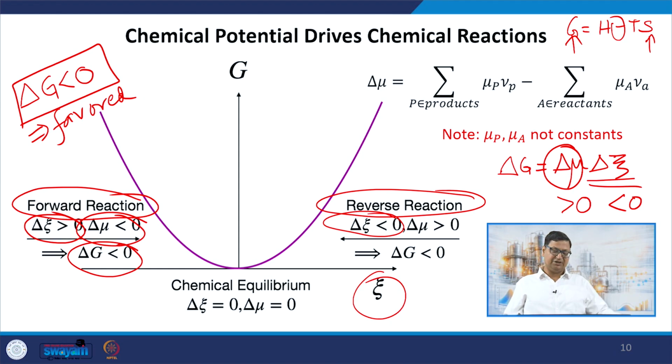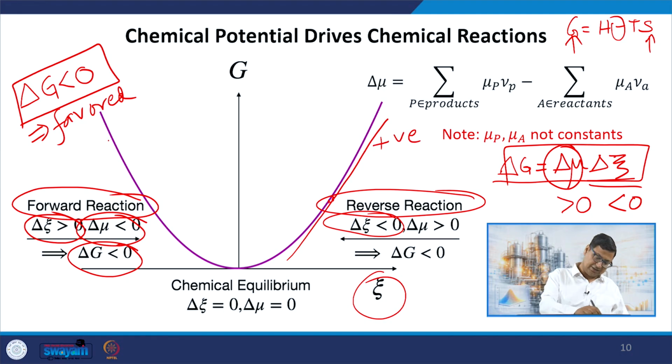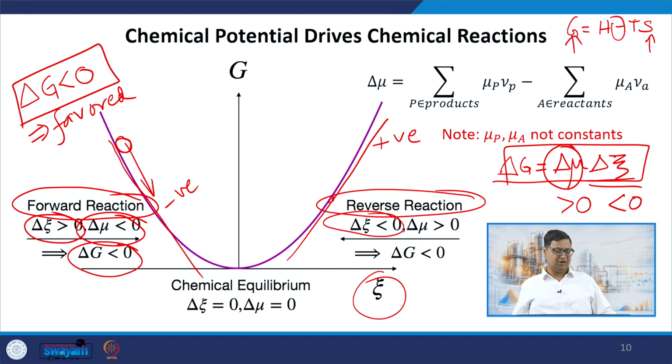Basically, in both these cases, you see that delta mu is referring to the slope of this curve, because delta G is defined as delta mu delta zeta, and the slope of the curve is positive when I am on this side, and the slope of the curve is negative when I am on this side. So if I am somewhere here, then going down is favored, because going down will lead to an increase in delta zeta. The delta zeta is positive and delta mu is anyway negative, the slope is negative. So we will go in this direction.